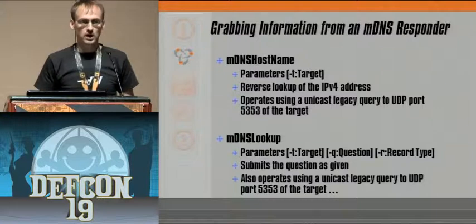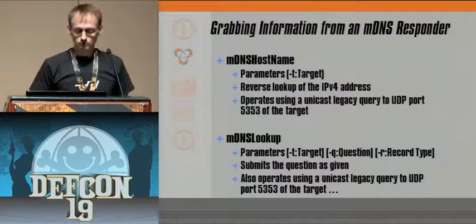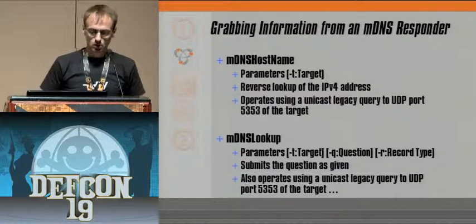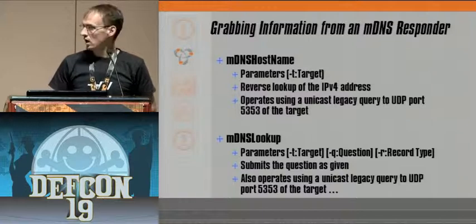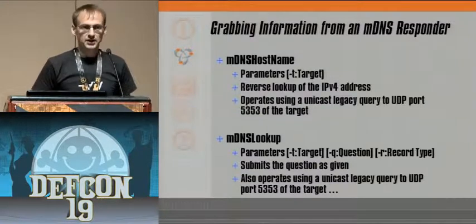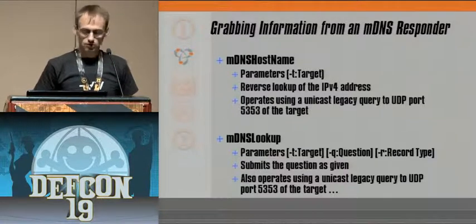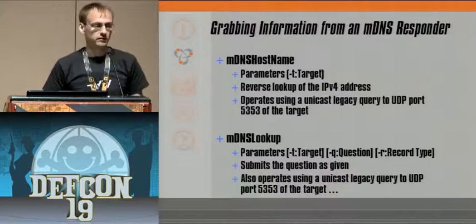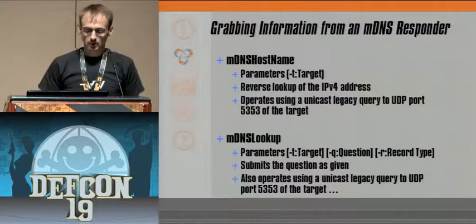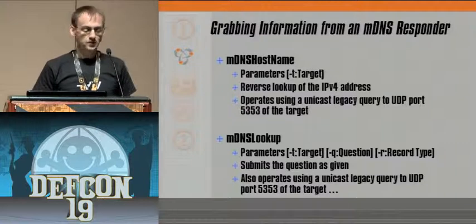I had an additional way to profile my hosts quickly, like I was often able to do with Windows hosts. And so I created a tool called MDNS hostname. The parameter there, it does a reverse lookup of the IPv4 address. I did repurpose some code that was designed for traditional or conventional DNS. So it basically just packages the same message but sends it to UDP port 5353. So it operates using basically a unicast legacy query to UDP port 5353 of the target.